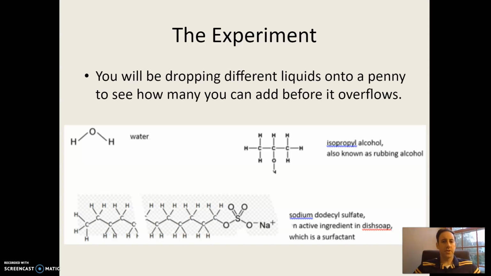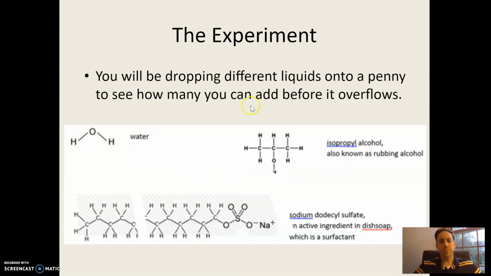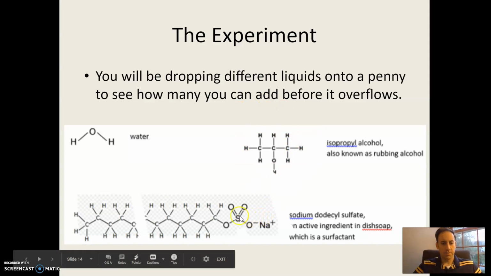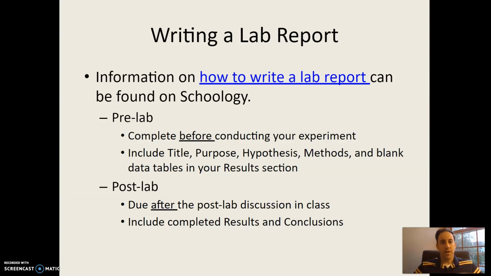And in this experiment, the setup is very simple. You're simply going to be dropping different liquids onto a penny to see how many drops you can add before it overflows. And the three molecules you're going to be adding are water, and there's its molecular structure. Isopropyl alcohol, there's its molecular structure. And then basically dish soap in water, and there's its molecular structure. So you've got these three liquids. You're going to drop each type of liquid onto a different penny and see how many drops you can add before it overflows.